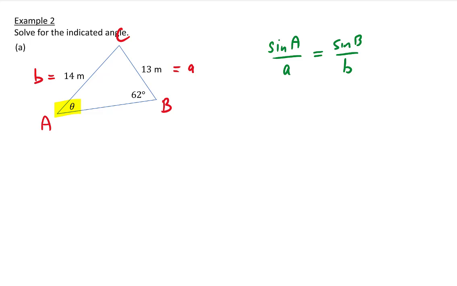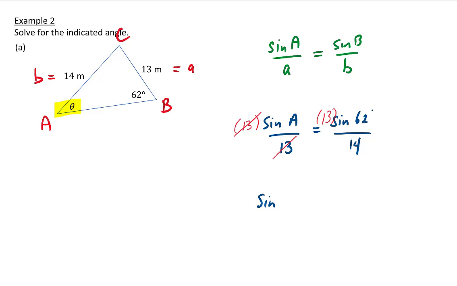Next, let's sub in our values. So we have the sine of A, which is our unknown. Angle A is unknown, or theta. If we want, we can put theta in that spot. And side A is 13. On the right side, this is our known ratio, so we know both angle B and side B, which is 14. Same as the last example, we have sine A divided by 13, so the opposite of dividing is to multiply both of these by 13. And I'm left with that sine A is equal to 13 sine 62 over 14.